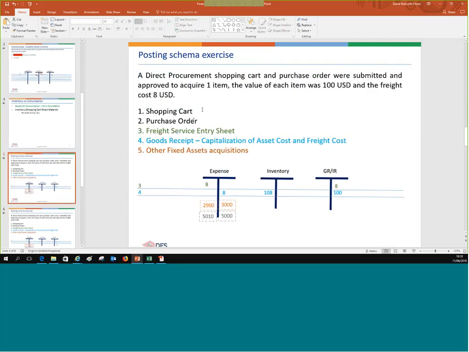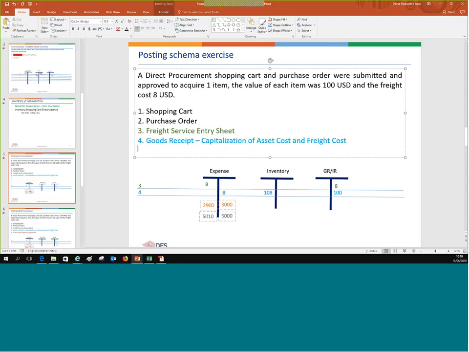So it will be the following. We'll have the shopping cart, and the shopping cart will have no impact in FI, right? We'll have the purchase order, and we'll have no impact in the accounts. It will be committed funds, but no impact in the accounts. Now let's imagine that we are acquiring something, and there is an associated freight cost that we manage maybe in a different purchase order or as a different service. So let's go through this little scenario and see what is actually going to happen here.